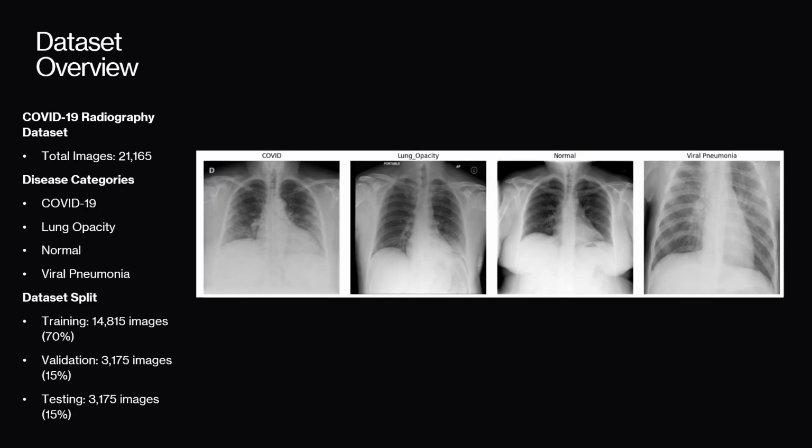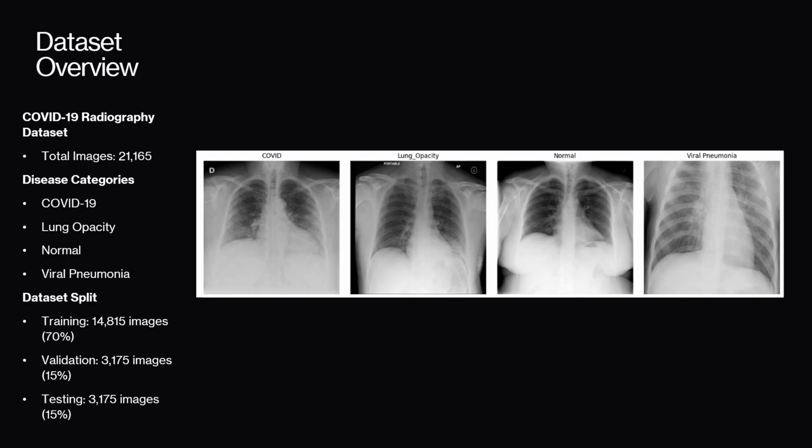The dataset selected for the project was the COVID-19 radiography dataset obtained from Kaggle. It contains a total of 21,165 labeled chest X-ray images categorized into COVID-19, lung opacity, normal, and viral pneumonia. This dataset was selected because of its large sample size, publicly available labels, and suitability for supervised deep learning classification.